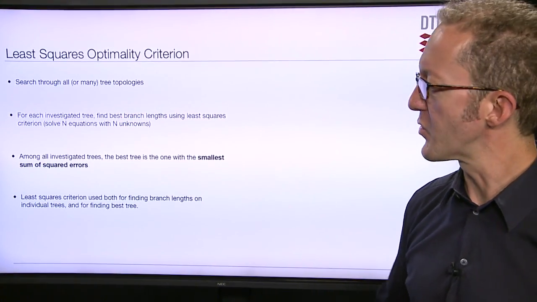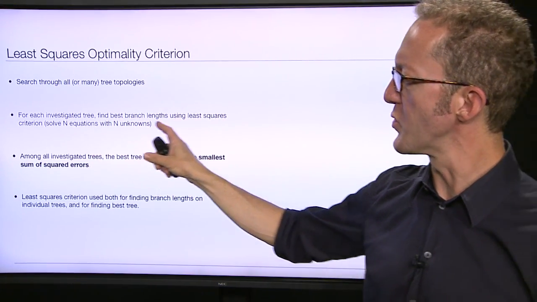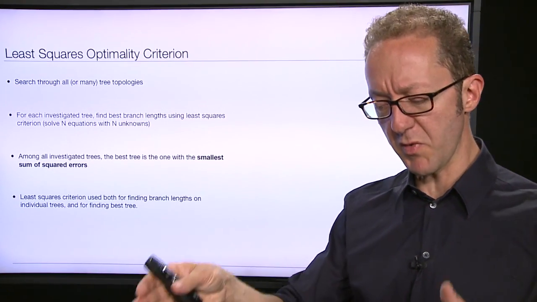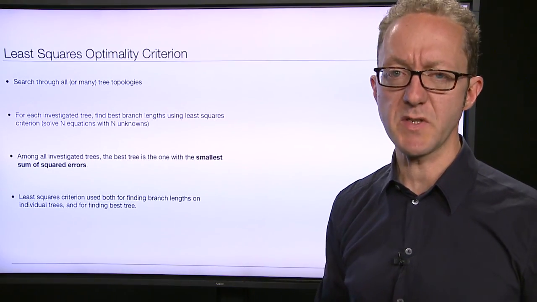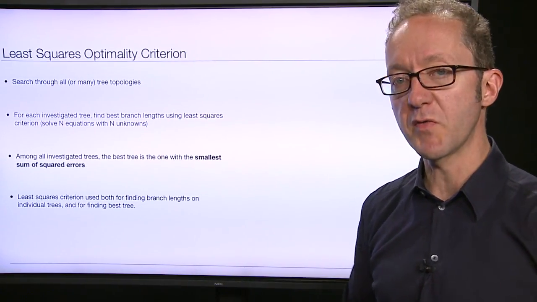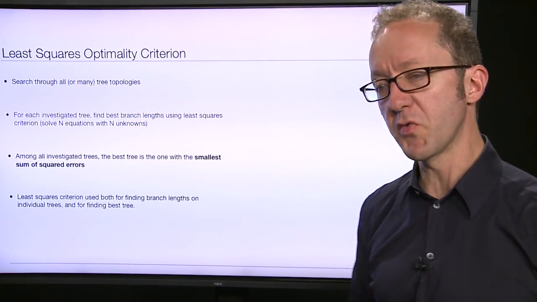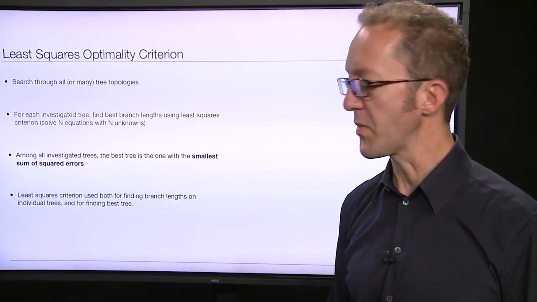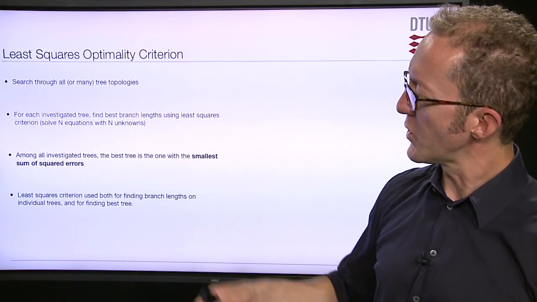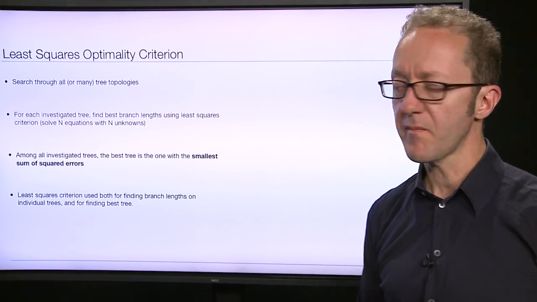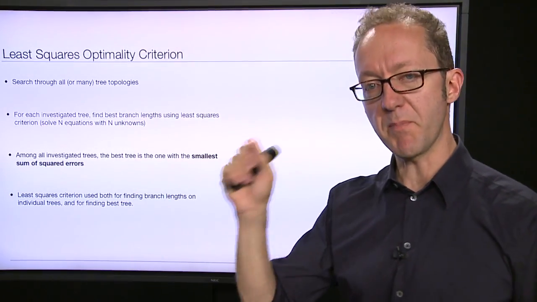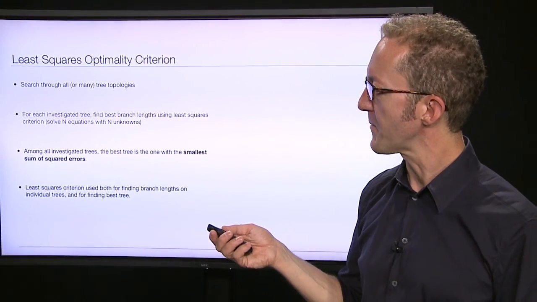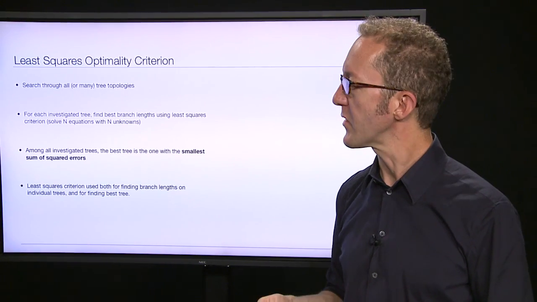For each investigated tree, it should then find the best branch lengths, and it should do that using this least squares criterion we just looked at, solving these n equations with n unknowns. That's possible. For any possible tree, it's possible to find the best branch lengths, and therefore also compute the value of Q. After we've done that for all the possible trees, we can then select the best tree as being the one having the smallest sum of squared errors, the smallest sum of squared differences. In this case, we used the least squares criterion to find the best branch lengths, and we used the least squares criterion to select the best among the trees. This is what we call, therefore, not surprisingly, the least squares optimality criterion. You will try in the exercise to use software that does that.